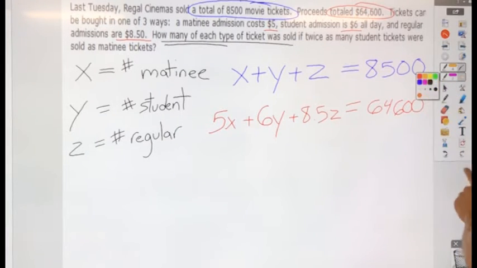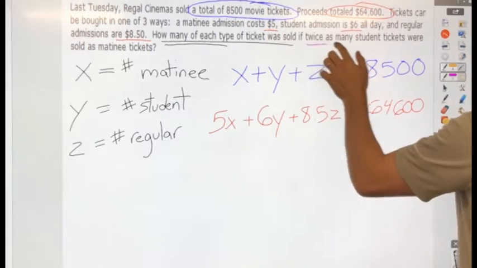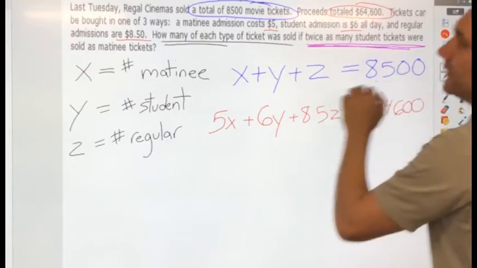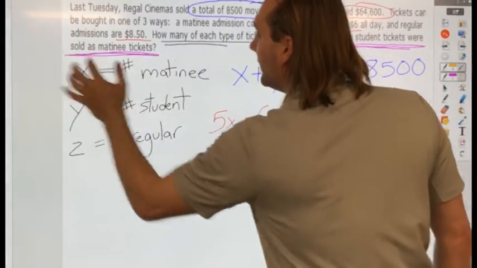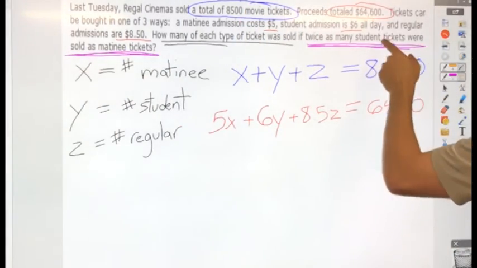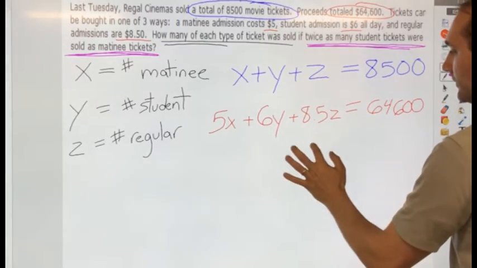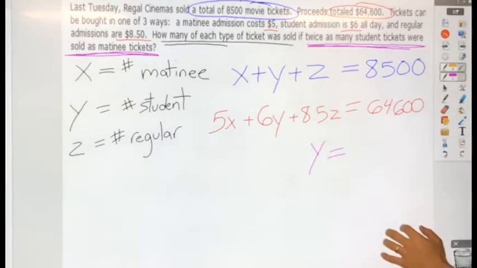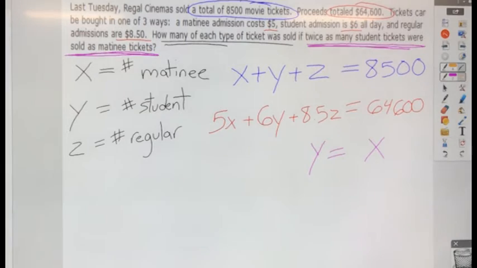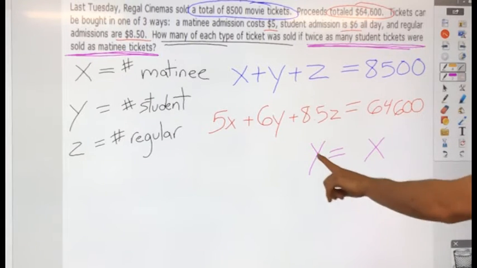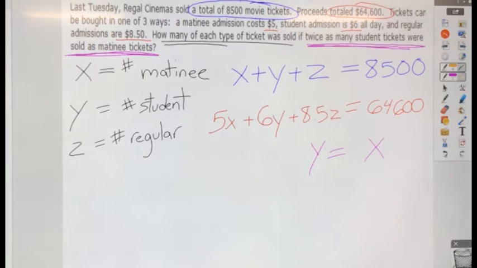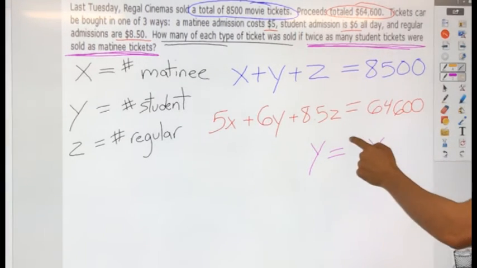And now the one that does throw a lot of students off. Let's read this carefully. Twice as many student tickets were sold as matinee tickets. So I have two variables here: student, which is Y, and matinee, which is X. Twice as many. Where do I put the two? In front of the Y or in front of the X, when I'm talking about twice as many student tickets as matinee tickets? In front of the X.